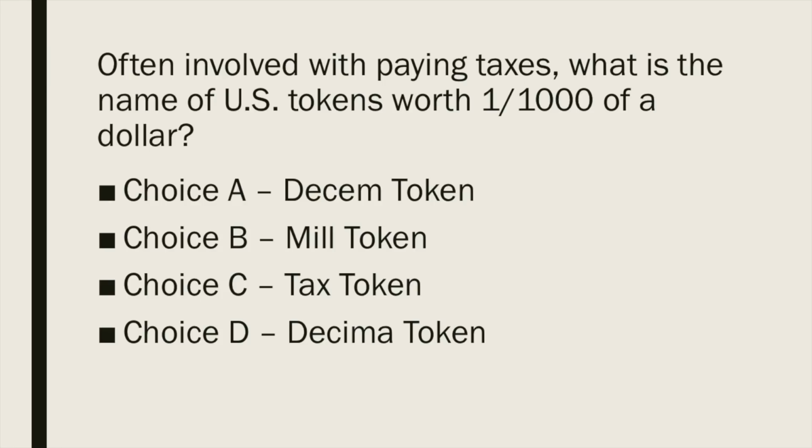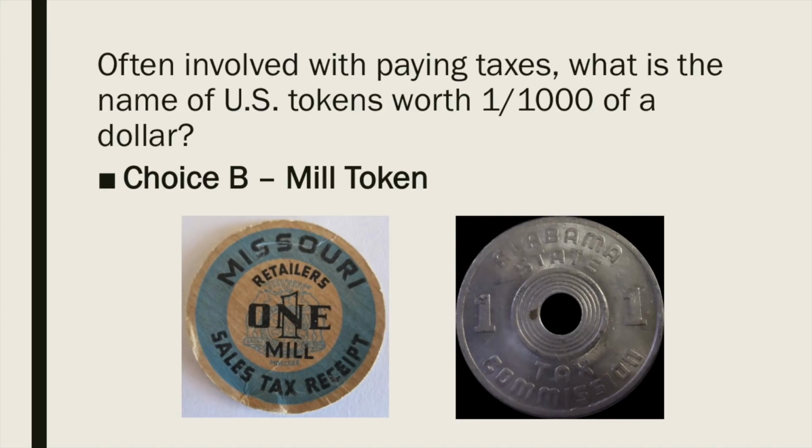I don't know too much about this actually, though I do know the answer, and that is choice B, the mill token. Tried to trick you up with the deci meaning 10, but I think this comes from milli, which is 1,000. It's 1 mill, and it was used by some states as tokens. They're not real coins, but were used to help with paying taxes.